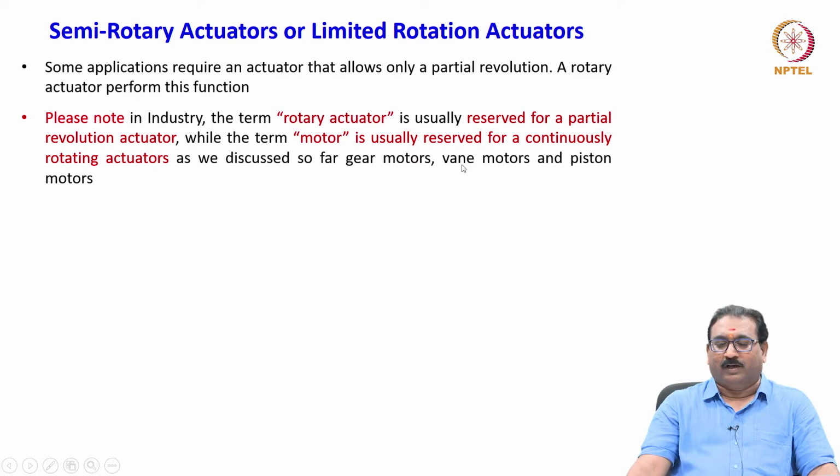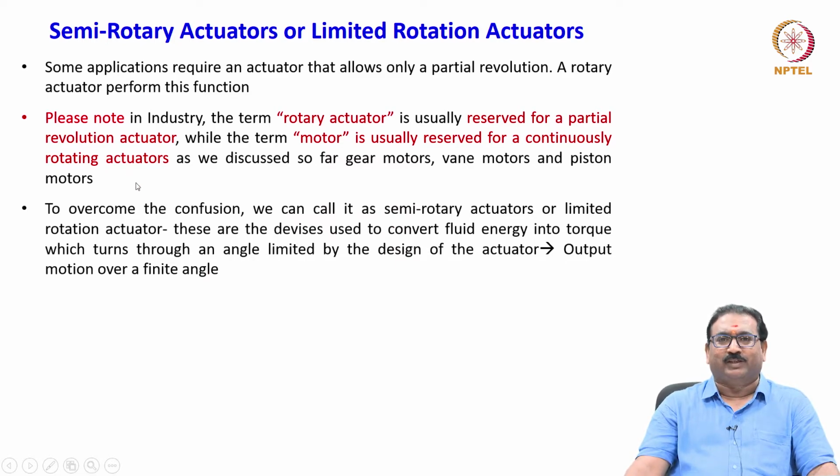so far: gear motors, vane motors or piston motors. The term is reserved for motors. Rotary actuator means semi-rotary actuators, which are limited rotation actuators. To overcome the confusion, don't confuse here now friends, we can call it a semi-rotary actuator or a limited rotation actuator. These are the devices used to convert fluid energy into torque, which turns through an angle limited by the design of the actuator, meaning output motion over a finite angle.